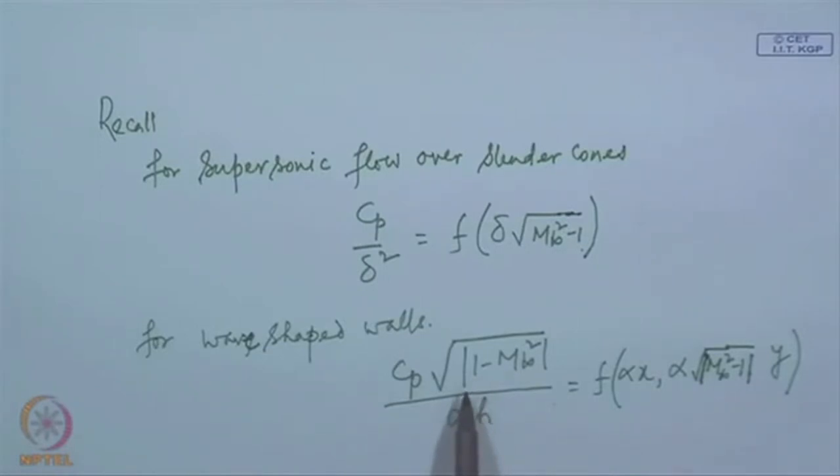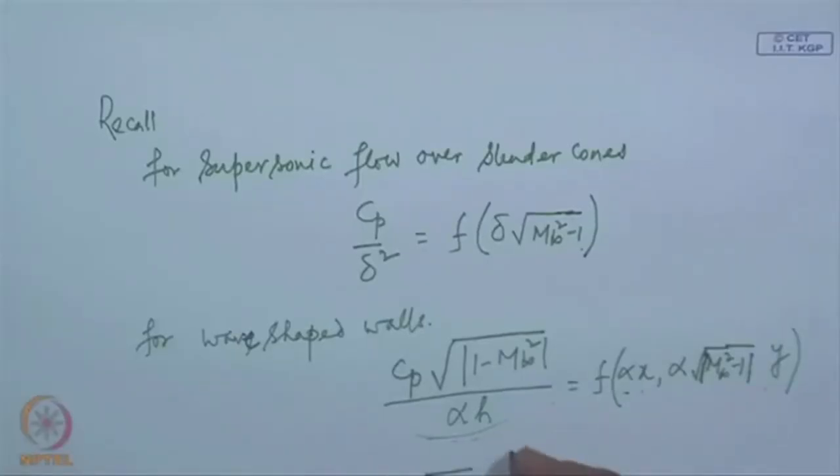Once again, we have seen that we have been able to arrange the parameters in certain functional groups, so that a single curve represents solution for a whole family of shapes over a range of Mach numbers. In this case, the pressure coefficient over the body, and as you know that body, that means this quantity remain fixed. If this modified pressure coefficient parameter is plotted against this modified x coordinate, we will have a single curve for all wave shaped wall having different amplitude, different wave numbers, and different free stream Mach number. So, a single solution serves the purpose for all possible such cases. So, these are the similarity rules or similarity relations.